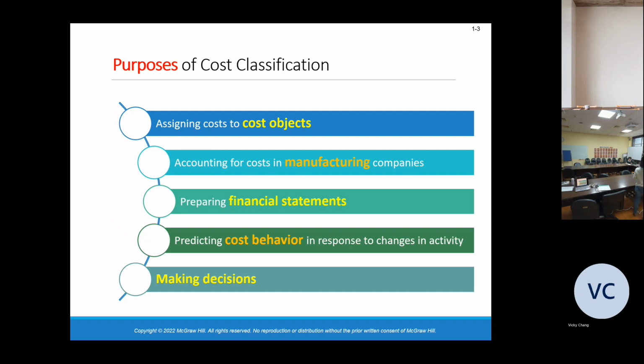So that's cost behavior. If I am asking you what is the behavior of this cost, you have to think about whether it's fixed or variable. So even costs have their behaviors. Okay, so we have to predict cost behavior in response to changes in activity. Producing 1 pack of chocolate versus 10 packs of chocolate is different. And the last one is making the figures. So they are the factors to identify the cost.